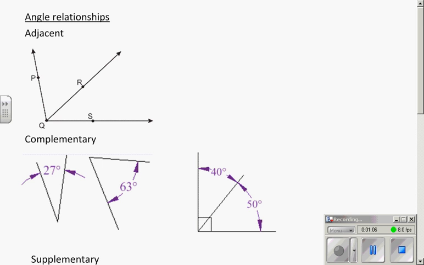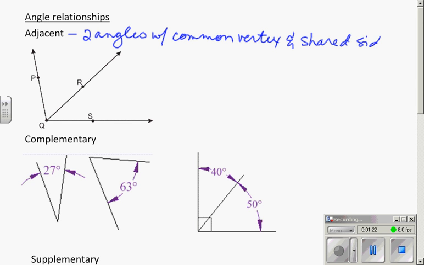Adjacent is a technical term for being side by side. So there are two angles with a common vertex and a shared side. They are non-overlapping, and that is essential to how they behave. And you can see here these guys share vertex Q and they share ray QR.